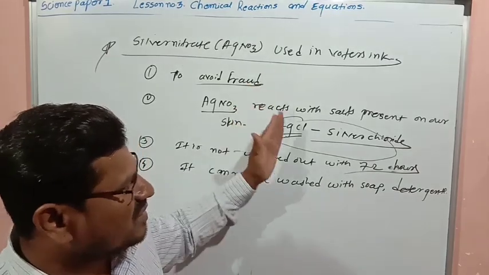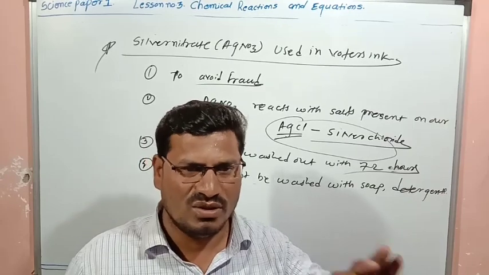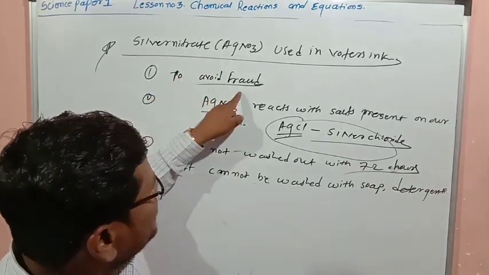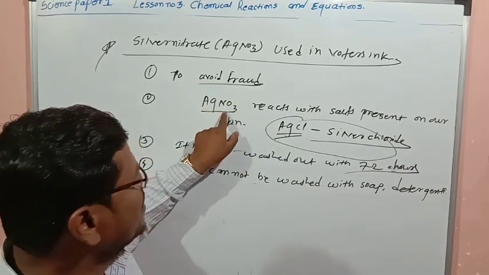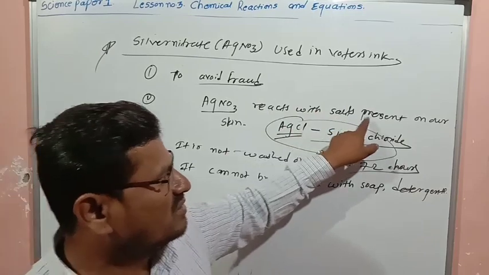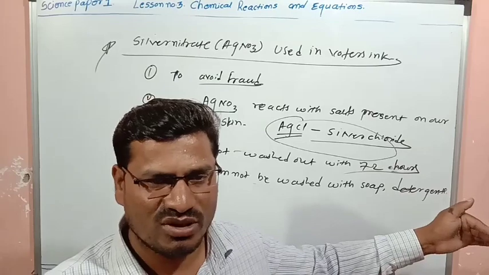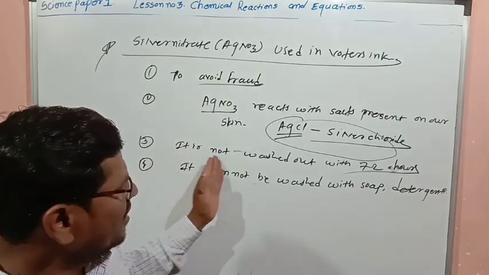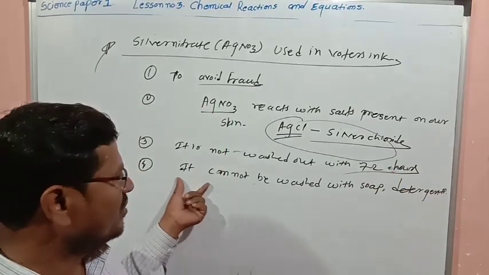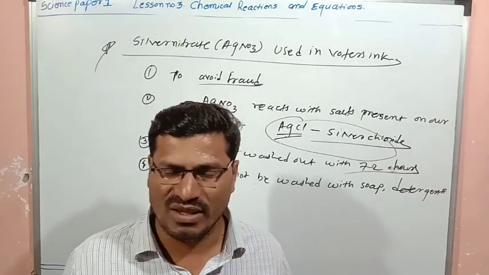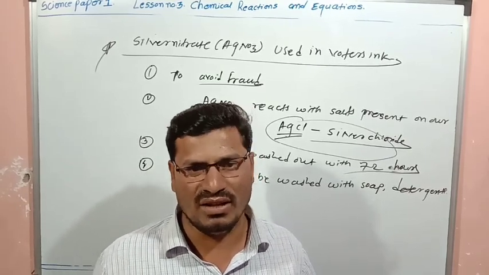So it helps to color our finger. So why is it used in the voter ink? To avoid fraud in the voter's election. Again, AgNO3 reacts with the salts present on our skin and forms silver chloride, and along with it will give color to the skin. It is not washed out within 72 hours, it cannot be washed with soap or detergent, and it will be removed slowly along with the removal of the dead skin layer.